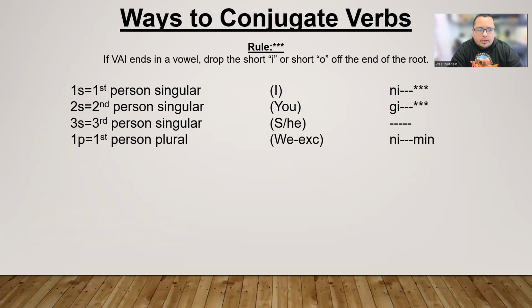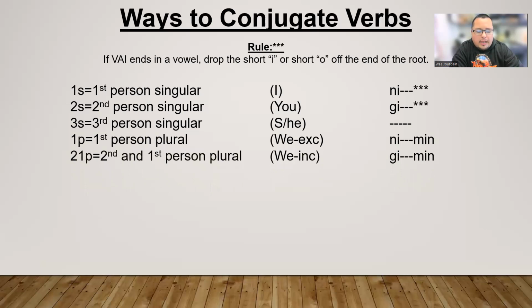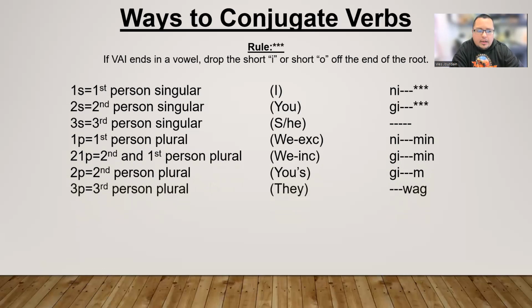First person plural, 1P is the code that you're going to see in the dictionary. 1P talking about we, excluding the person we're talking to. Ne plus the verb plus min. 2, 1P, second and first person plural. We, inclusive, we including the person that we're talking to. Ge plus the verb plus min. 2P, second person plural. If you look at 2S, second person singular, that's talking to you. Plural, more than one, talking about yous or you all. Ge plus the verb plus m.